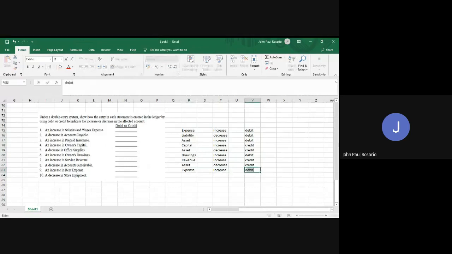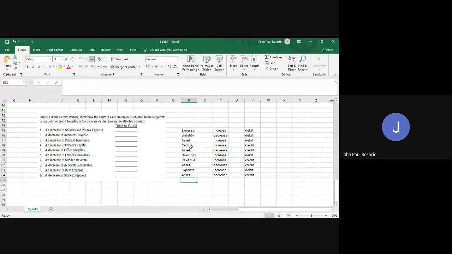Okay. Store equipment is an asset. Increase or decrease? Decrease. So, decrease in asset is credit. Just to check: expense, increase, debit. Liability, decrease, debit. Asset, increase, debit.